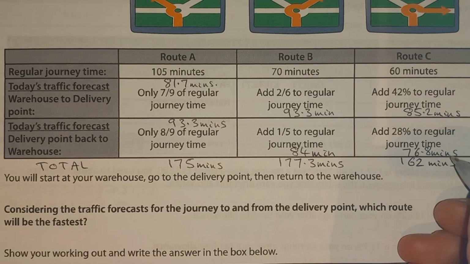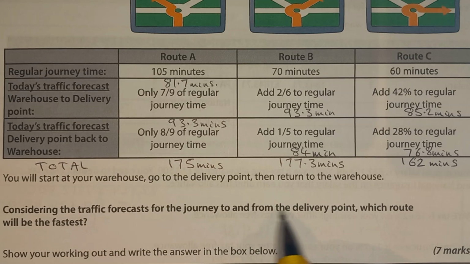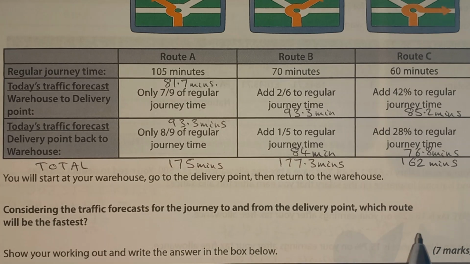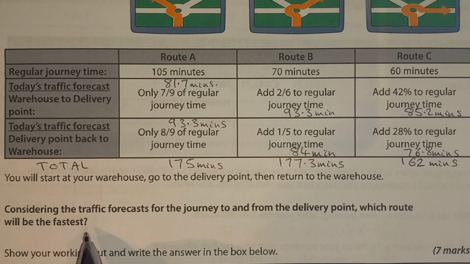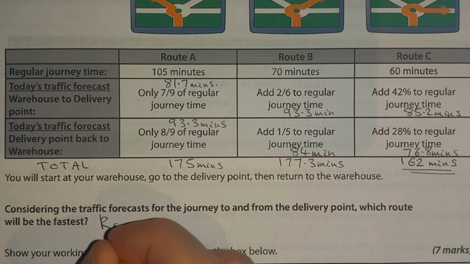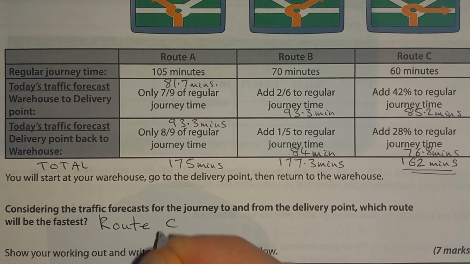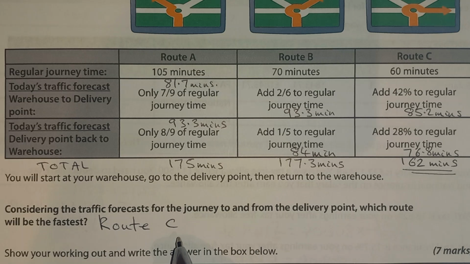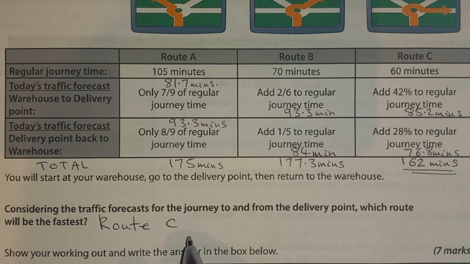Okay, considering the traffic forecast for the journey to and from the delivery point, which route will be the fastest? Well, this is the smallest, so it's going to be route C. Okay. However, so that is the correct answer.